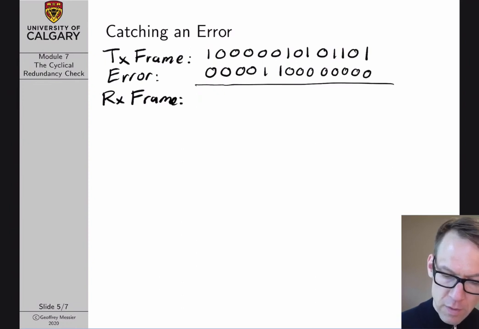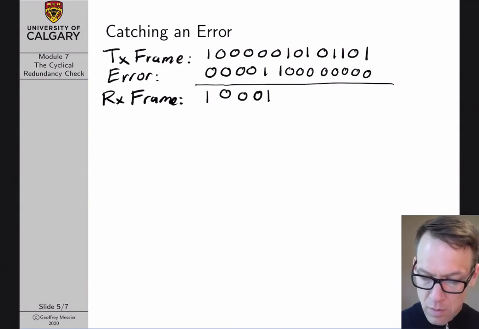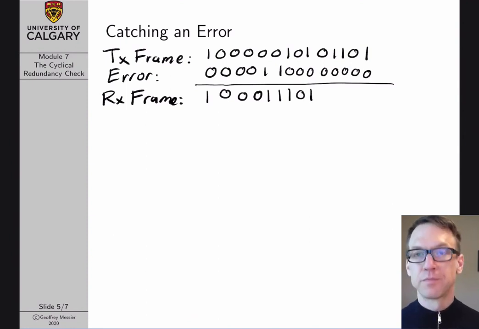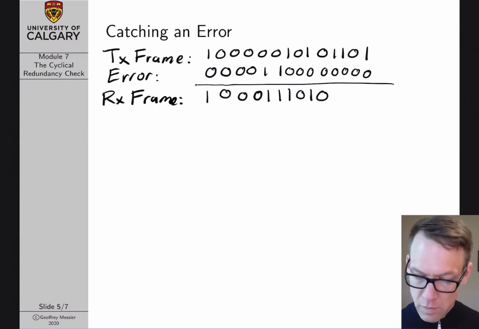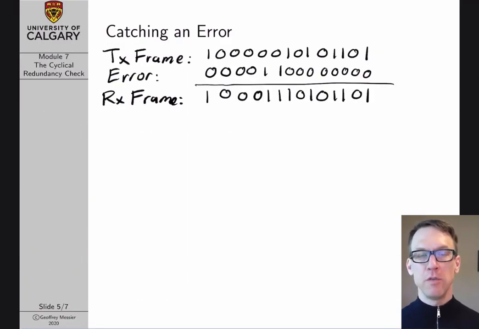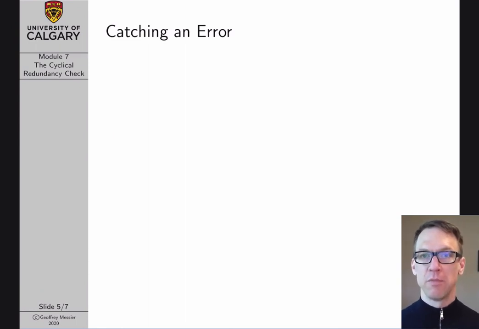So our received frame: those two zeros are flipped to ones, 1, 0, 1, 0, 1, 1, 0, 1. Okay, sorry, I won't flip away too fast. So this is our received frame. We've got two bad bits now in the middle of the frame. Let's see if our division CRC check can spot these. In the receiver, we're going to take whatever frame we have and divide it by a copy of our generator polynomial.